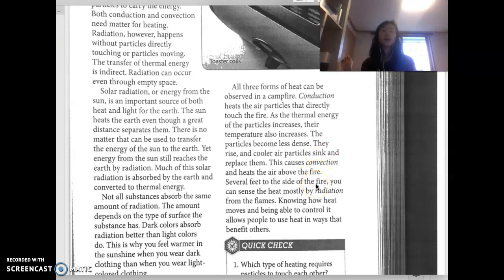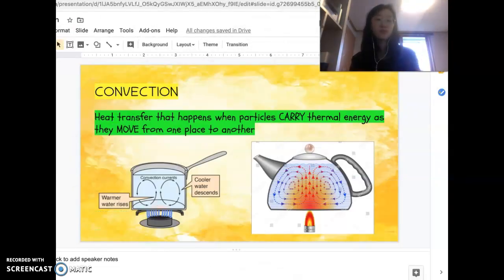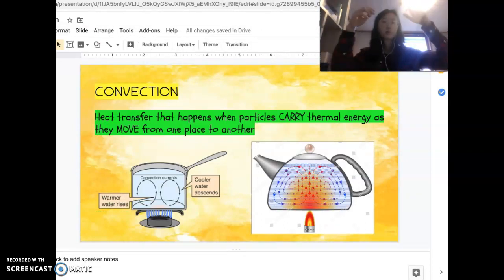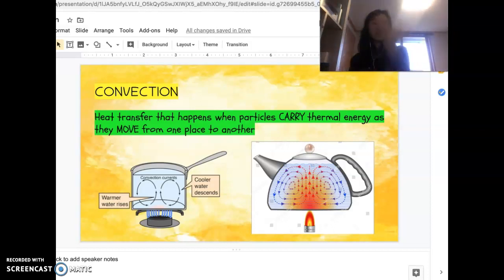Several feet to the side of the fire, you can sense the heat mostly by radiation from the flames. You're not going to touch the flames. You can still feel the heat, right? Knowing how heat moves and being able to control it allows people to use heat in many ways that benefit others. Great. Let's go ahead and talk about the main points covered here. So convection is heat transfer that happens when the particles carry the thermal energy as they move around, okay?